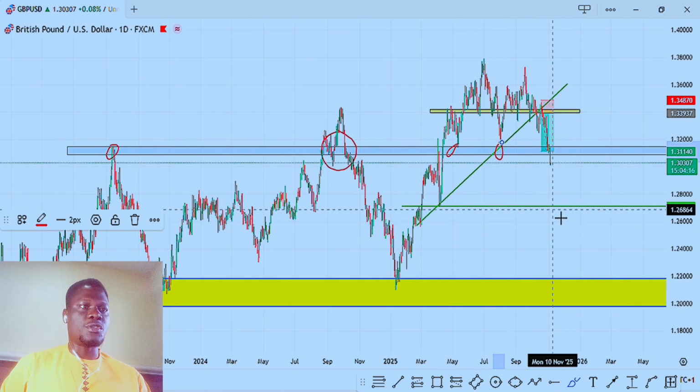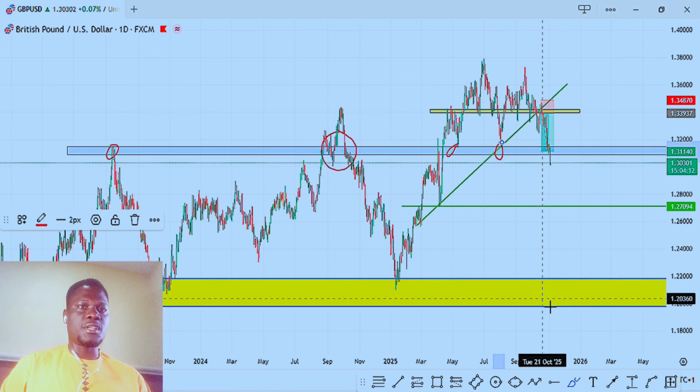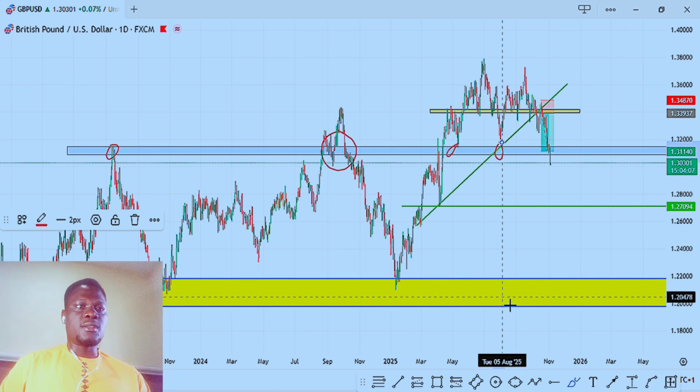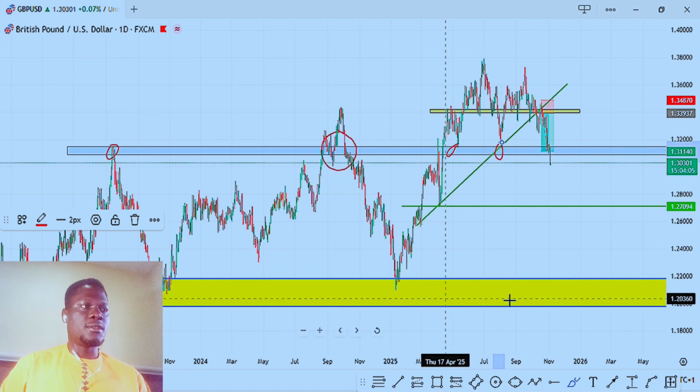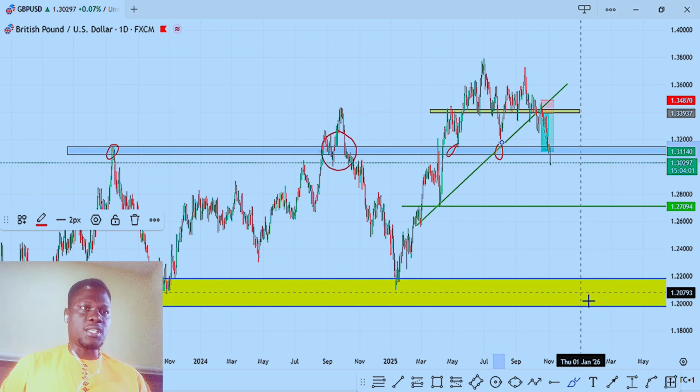The next level we should be looking at for GBP is this level of 1.2700 to 1.2600, this institutional level, this yellow bar level. That is the overall profit target I'm aiming at for GBP.